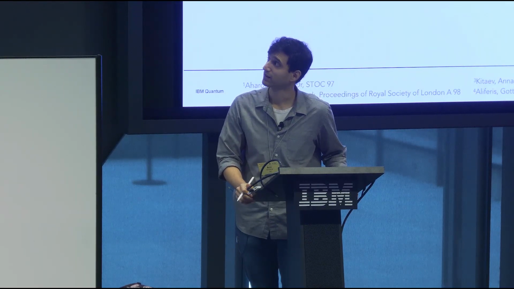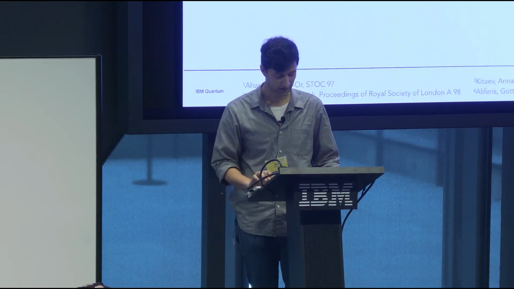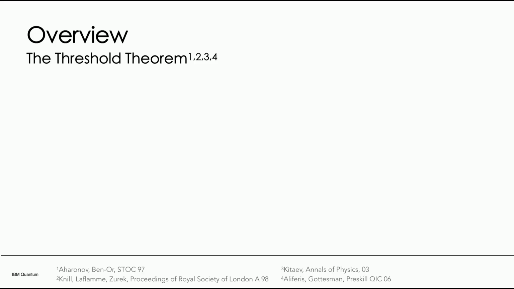I'm going to start with probably the most important result in the theory of fault tolerance. It's called the threshold theorem. It's one of the crown jewels of the theory of fault tolerance. And it basically guarantees that quantum computation is possible. That sounds like hyperbole, but hopefully I'm going to convince you that it's true. And we're going to use that as a sort of guiding light for the rest of the talk today.